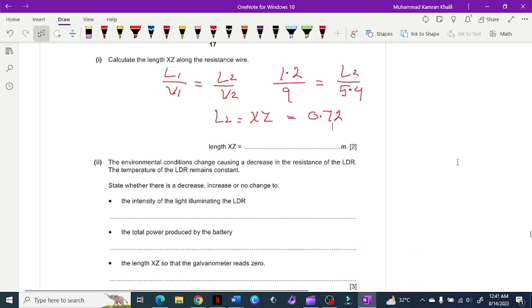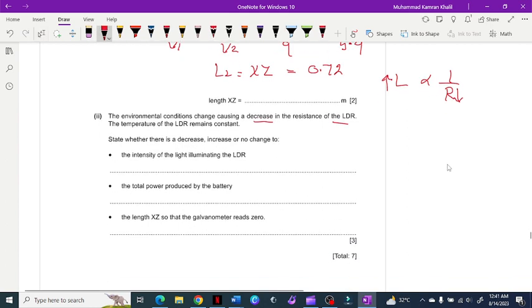The environmental conditions change, causing a decrease in the resistance of the LDR. In an LDR, the light intensity and the resistance are inversely proportional. So a resistance decrease means that the light intensity will increase, because they are inversely proportional. So the intensity of the light illuminating the LDR will increase, definitely. When the resistance decreases, it means power loss will decrease, so the total power of the battery will certainly increase.